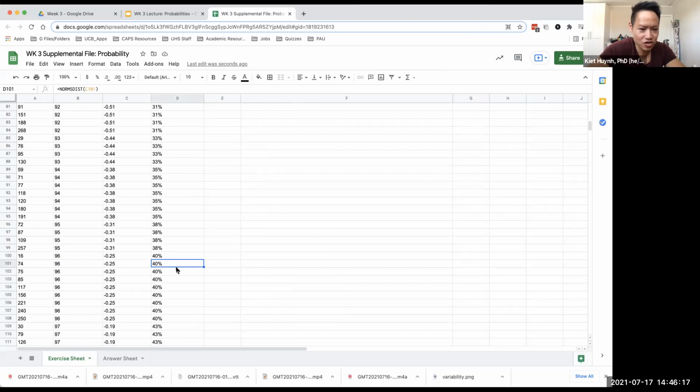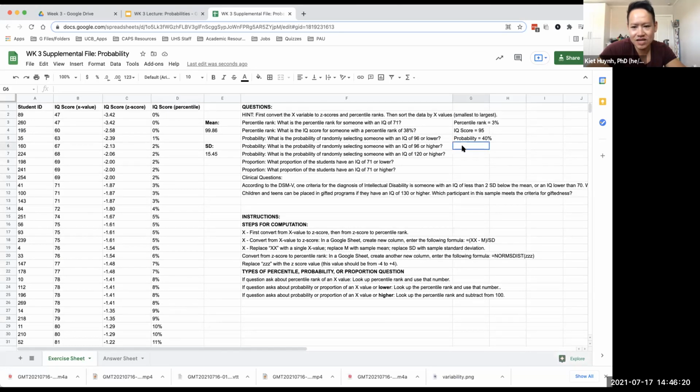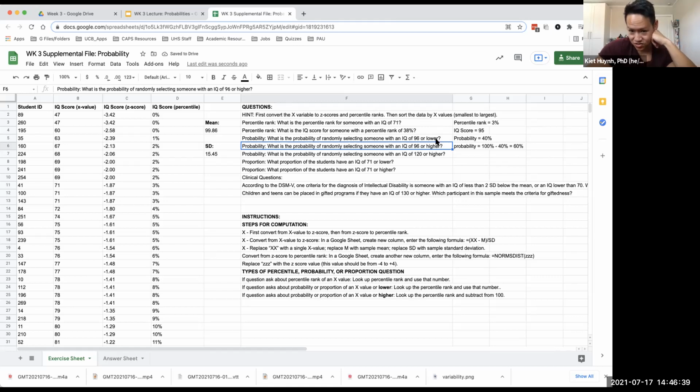Again, the percentile rank is 40%. And then you have to subtract it from 100. The probability equals 100% minus 40%, which equals 60%. So the probability of selecting someone with an IQ score of 96 or higher is 60%, which makes sense, right? Because the other question was, what's the probability of selecting someone with an IQ score of 96 or lower? That was 40%. So if you're looking for someone with a higher IQ score, it has to be the other 60%, right? 40 plus 60 is 100%.